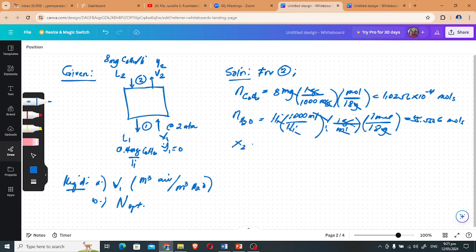So we already have the number of moles of each of our components, so we can determine, in this case, x2, because we're considering the upper part of our tower or column. So for x2, that would be moles of benzene per the total number of moles.